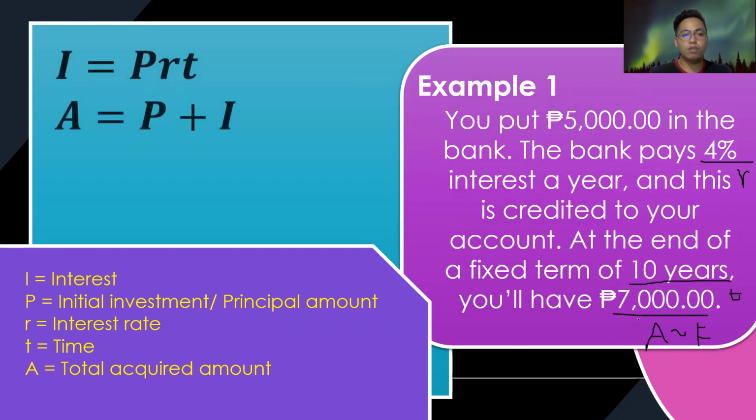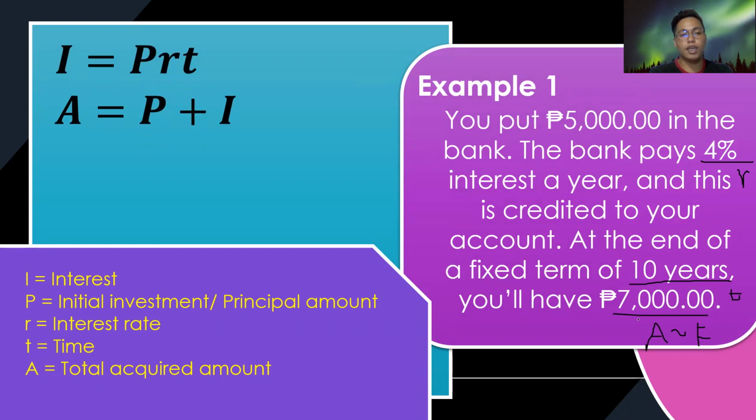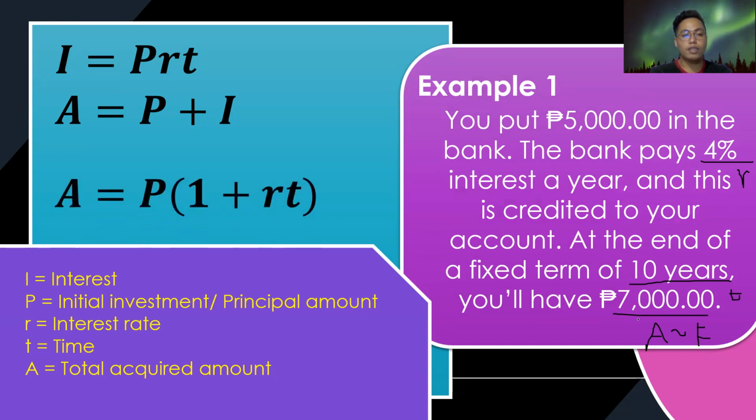For simple interest, you will be dealing with two formulas. That is, interest is equal to the product of the principal amount, rate, and time. And to obtain the total acquired amount or the future value, you have to sum up the principal amount and the computed interest. If you are asked to identify the acquired amount or the future value, you can use the formula A is equal to P times the quantity of 1 plus RT. This is a derived formula from the two formulas mentioned above.